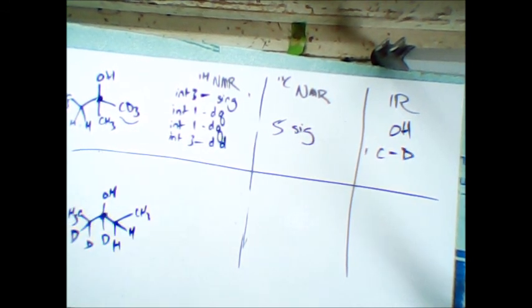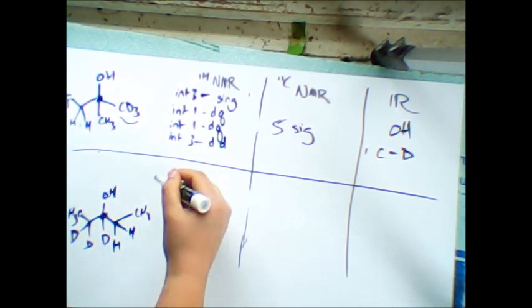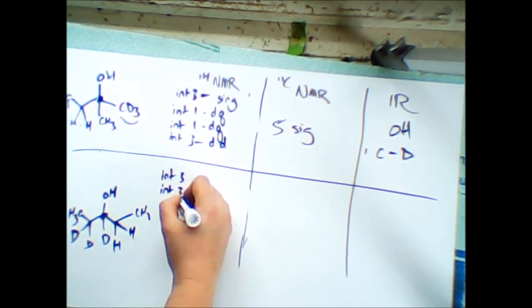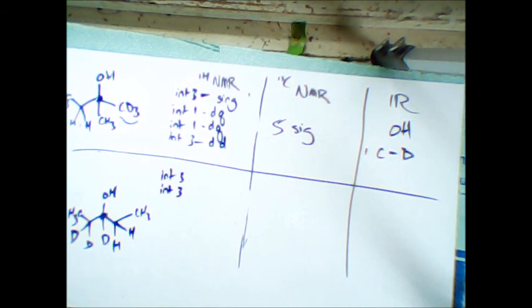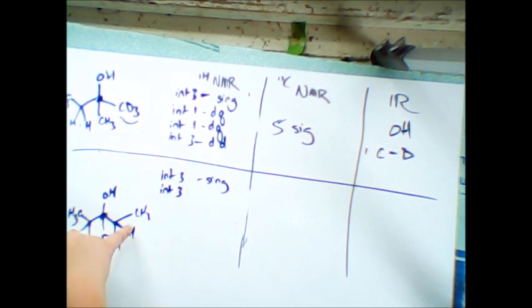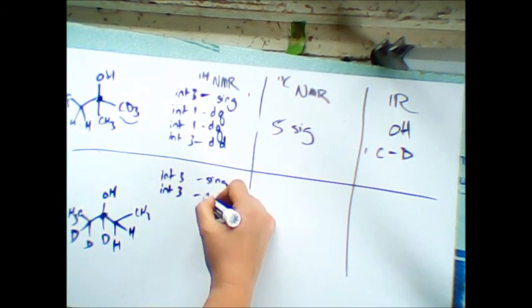Okay. So, starting from the outside edges and working in, we've got this methyl group and this methyl group. They're each going to have an integration of 3. They're not the same thing because we don't have any symmetry anymore. He is going to show up as a singlet. He is going to show up, like our guy up here, as a doublet of doublets.